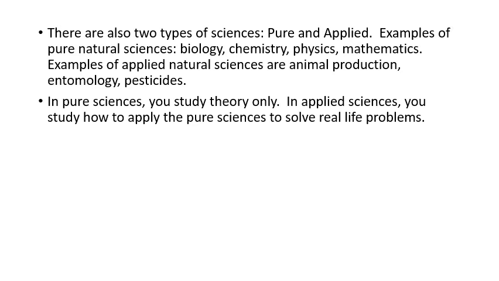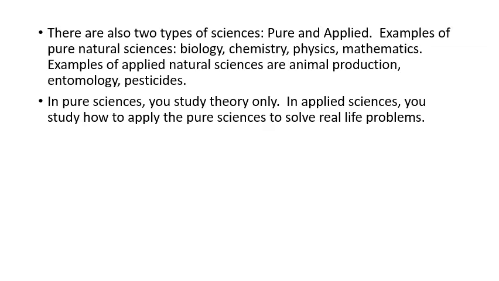Also another classification of sciences, we have pure sciences and applied sciences. Examples of pure natural sciences: biology, chemistry, physics, mathematics. Examples of applied natural sciences: animal production, because in animal production you have the science of zoology, and you are applying the principles of zoology on breeding and producing animals, meat and milk and wool and so on.